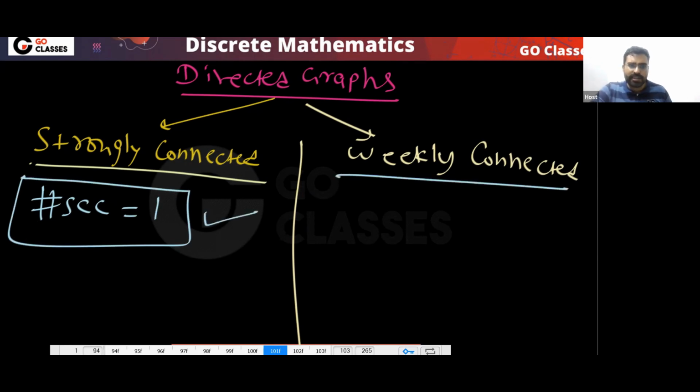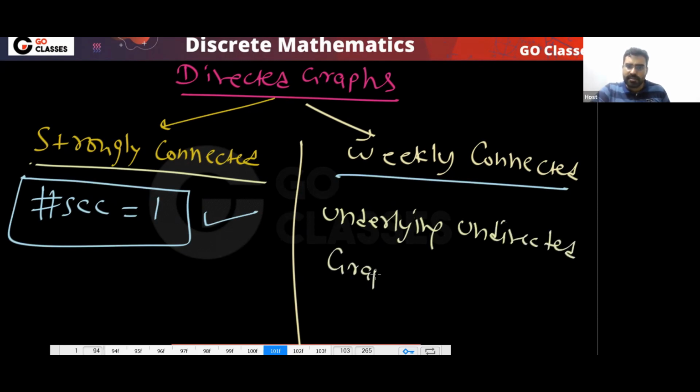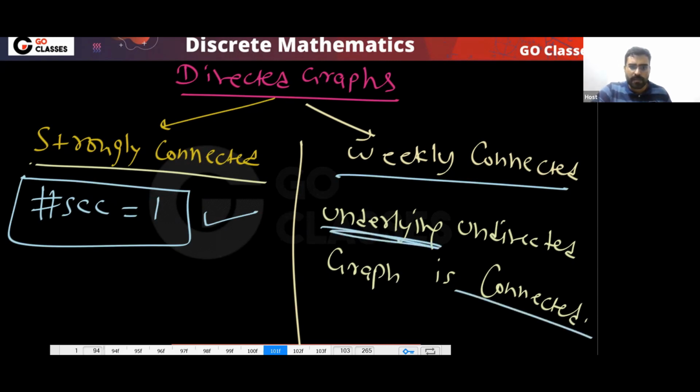And what is a weakly connected graph? It means the underlying undirected graph must be connected. The underlying undirected graph is connected. So for this we check that the underlying undirected graph must be connected.